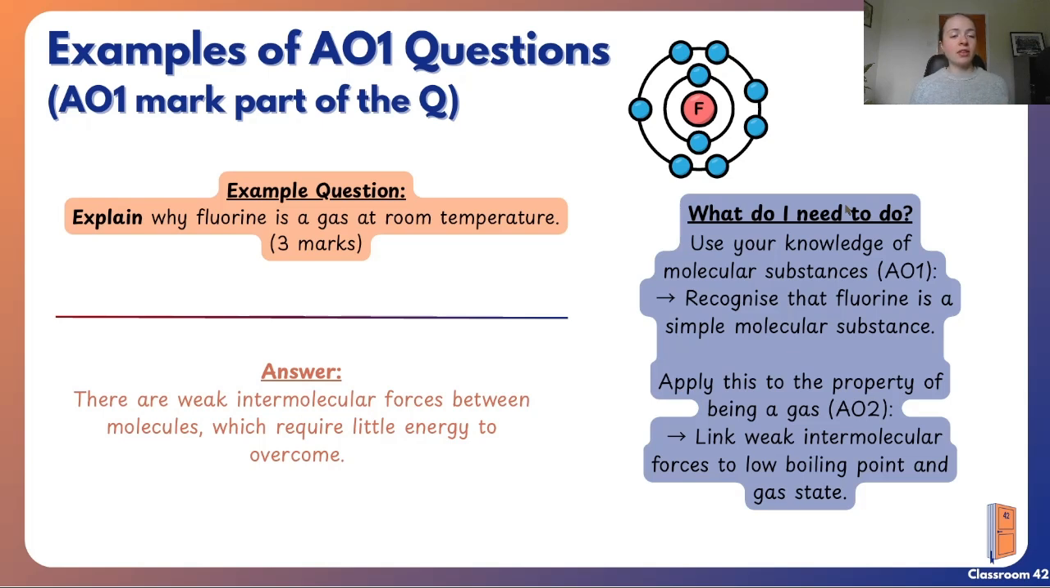So here's my answer. There are weak intermolecular forces between molecules which require little energy to overcome. So we know that a simple molecular substance has weak intermolecular forces between each other, and that is linked to having a low boiling point and therefore being a gas at room temperature.